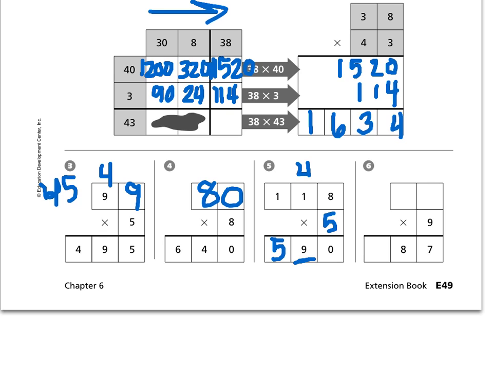For number 6, let's think about 9 times what will give me a 7 in the ones place. I know that 9 times 3 is 27, so I'd carry the 2. And 9 times what plus 2 will give me an 8. I know that 9 times 6 is going to be 54, so that's too high. But let's think 9 times 5 plus 2, that would be 47. 9 times 4 is 36, plus 2 is 38. So that one does work.